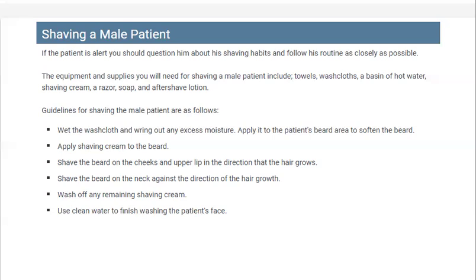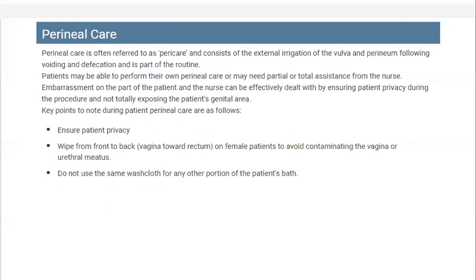Perineal care. Perineal care is often referred to as pericare and consists of the external irrigation of the vulva and perineum following voiding and defecation and is part of the routine. Patients may be able to perform their own perineal care or may need partial or total assistance from the nurse. Embarrassment on the part of the patient and the nurse can be effectively dealt with by ensuring patient privacy during the procedure and not totally exposing the patient's genital area.